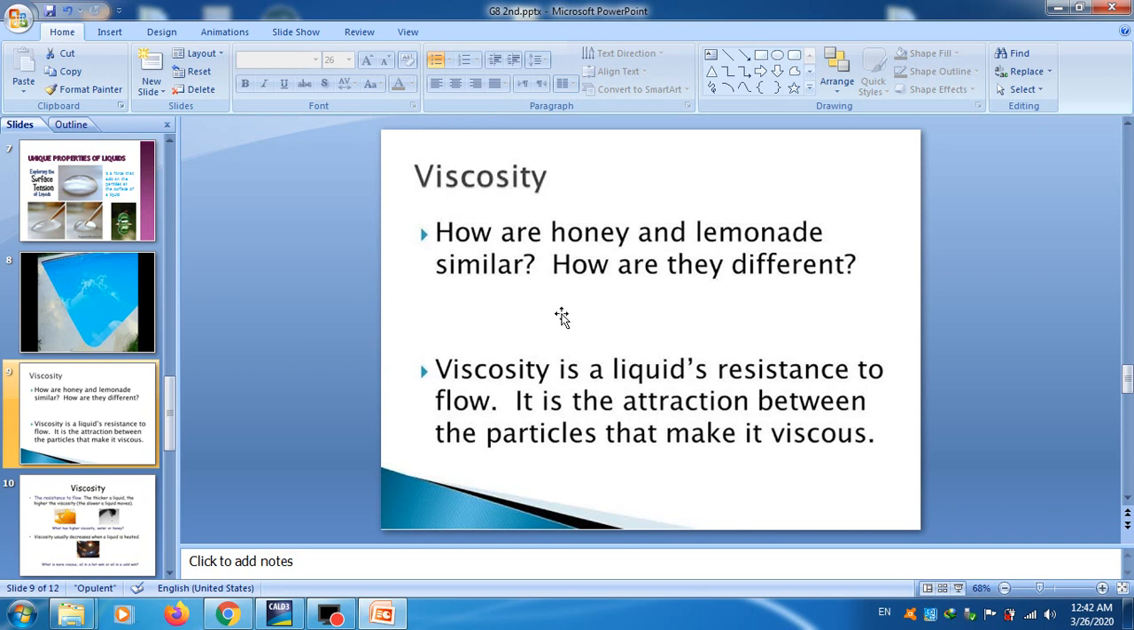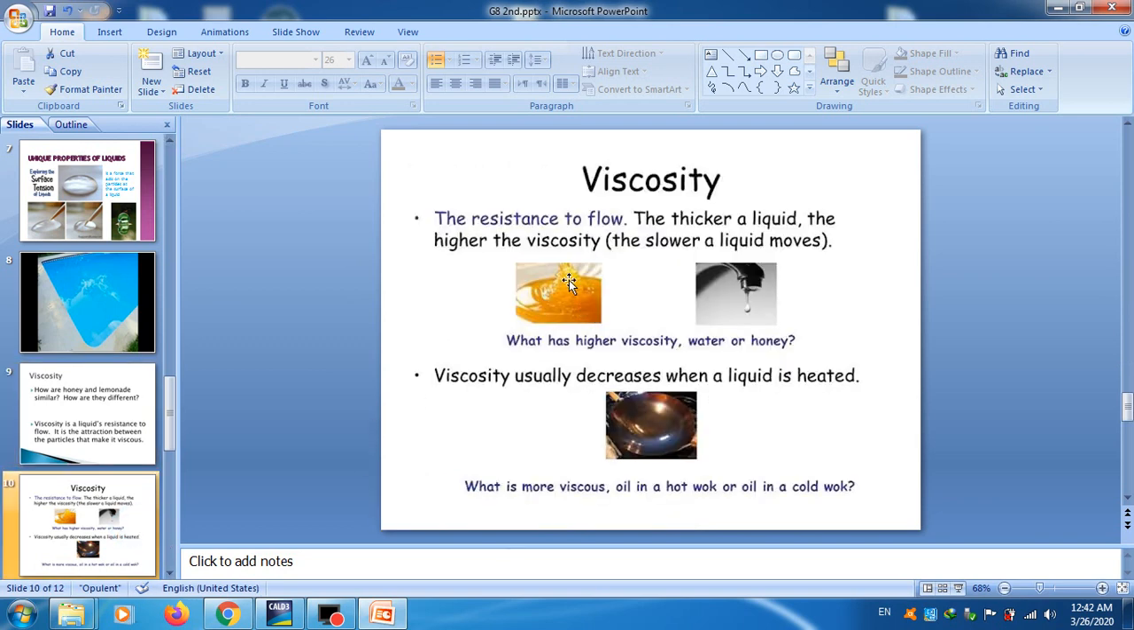Viscosity is the property of a liquid's resistance to flow because of the large attraction force between the molecules of the liquid. As the attraction force increases, the viscosity increases, and so on. Okay, so here, can you see the honey? It has higher viscosity, but what about the water? It can flow easily. So here, viscosity is the resistance to flow. The honey has higher viscosity than the water.